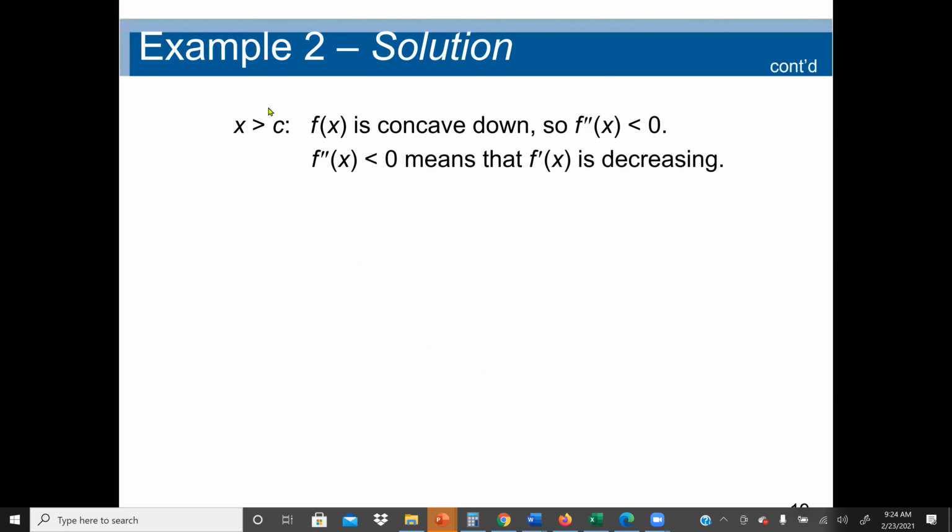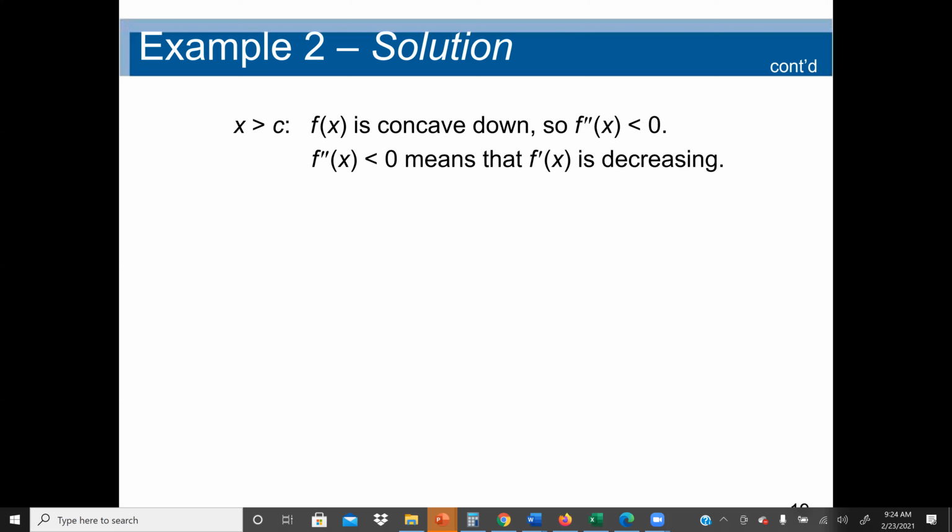Or the opposite. If X is greater than C, then F at X will be concave down, and the second derivative at X will be less than 0. If it's less than 0, it means the first derivative will be decreasing on that interval. We get a decreasing, it's going up then down.